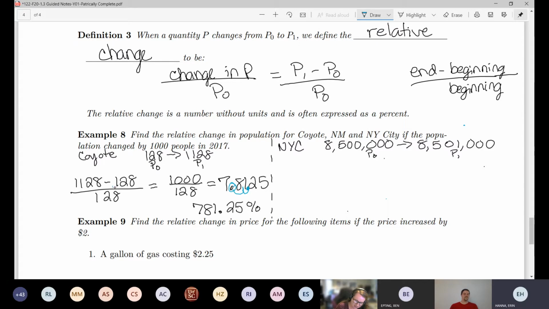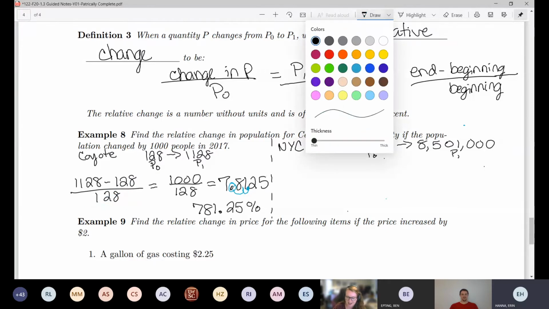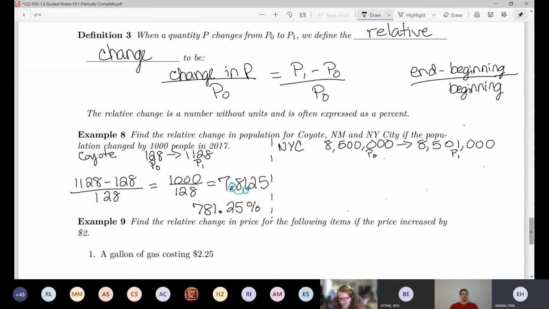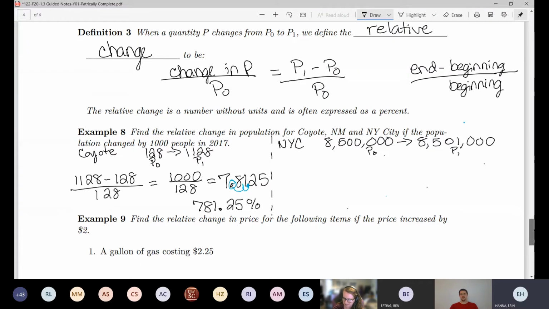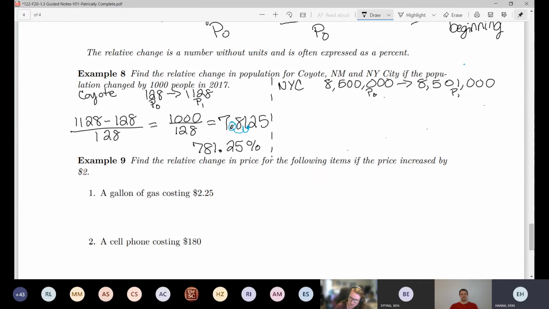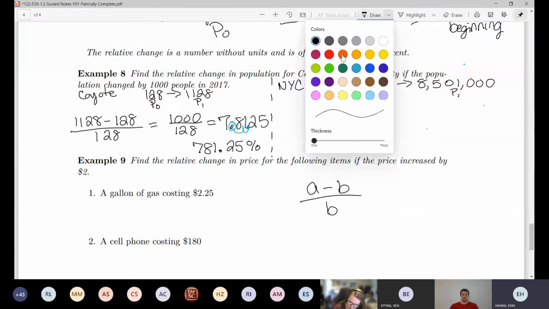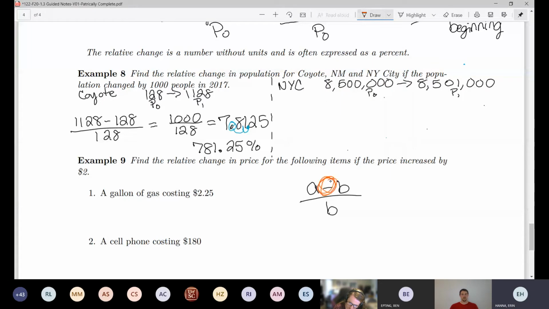Someone asked, why can't you cancel out this 128 and this 128? Oh, Lord Almighty. Because math. Sorry, I'm sounding very sassy. I'm not trying to be mean to you. This is just a really big thing in math that a lot of people try to do, and it's very much not a thing you can do. So say I put this in symbols, A minus B over B. We can't cancel those B's out because of this thing right here.